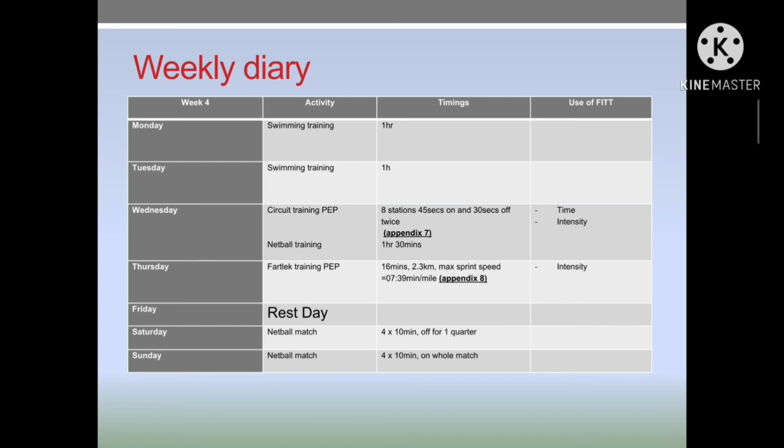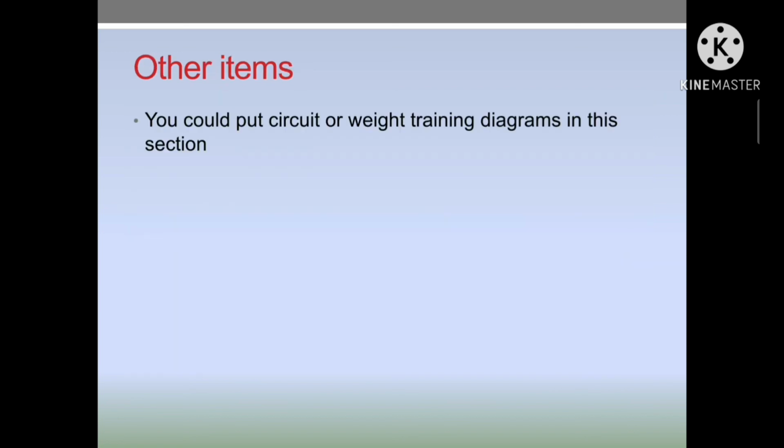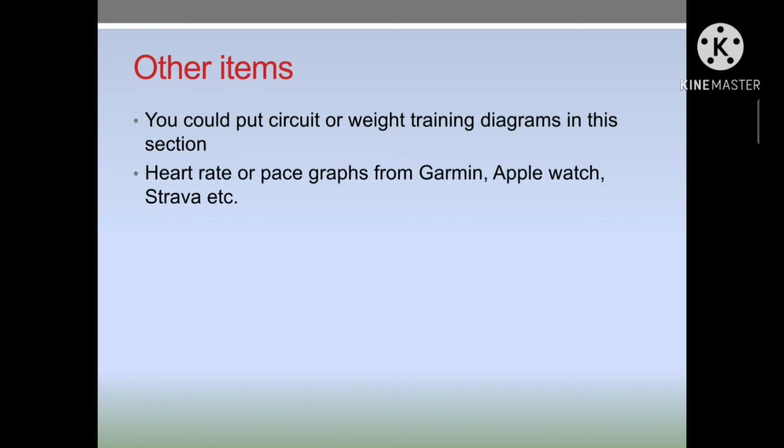So you can see that I've got the activity, how long you did it, and how I used FITT. In bold, I've highlighted a rest day. Other things you can have in there. So you can have a diagram of your circuit or weight training. You could have maybe a bit more detail on your circuit training. You could have heart rate graphs from your Garmin or Apple Watch or Strava, or any other way you've recorded your heart rate.